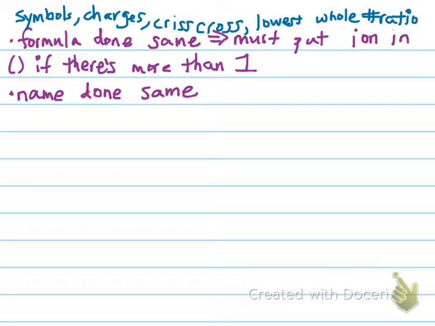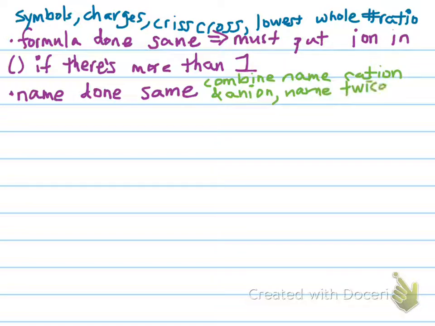The only difference being, if we need more than one polyatomic ion, we have to put that polyatomic ion in parentheses. And again, we saw this already on our ChemQuest. Okay, naming is done the same. So what I mean by that is we're just going to combine the name of the cation and the anion. And if we have more than one possible charge, we might have to name it twice. So this really isn't any different than what we've already been doing with ionic compounds.